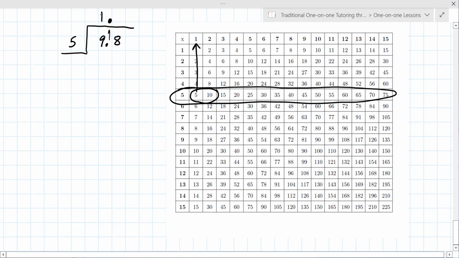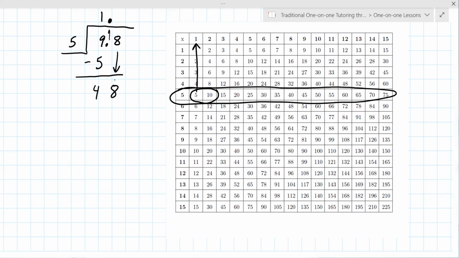Now what is 1 times 5? 1 times 5, good. And then you subtract. What is 9 minus 5? 4. Bring down the 8. 48. So now you got to ask the same question. Say, okay, well, how many times does 5 go into 48?